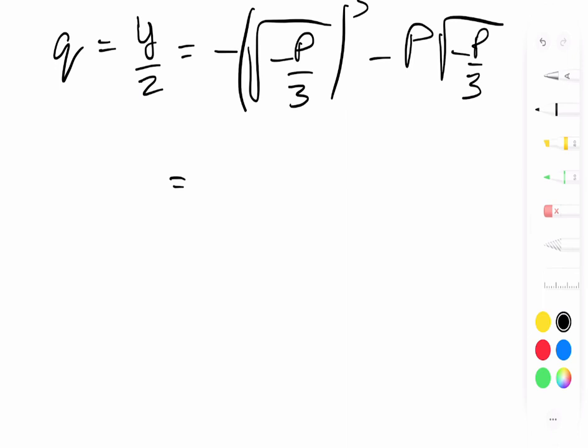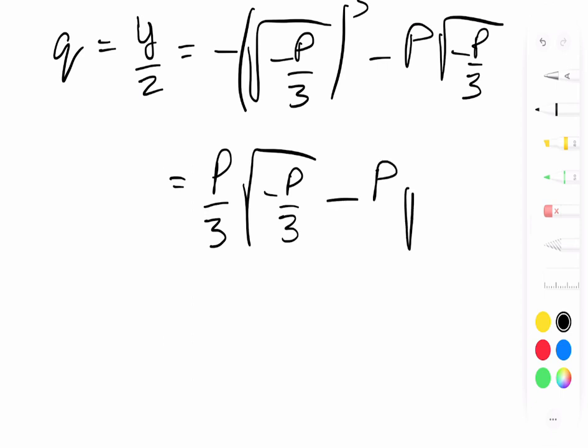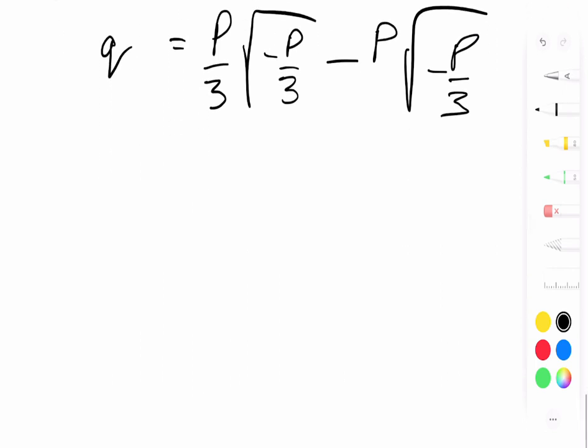So the minuses will cancel because minus p over 3 times minus 1 is just p over 3. So I'll have p over 3 times the square root of minus p over 3. That's the first term. Minus p times the square root of minus p over 3. And q is equal to that. Then I'm going to rationalise the denominator of the surd.